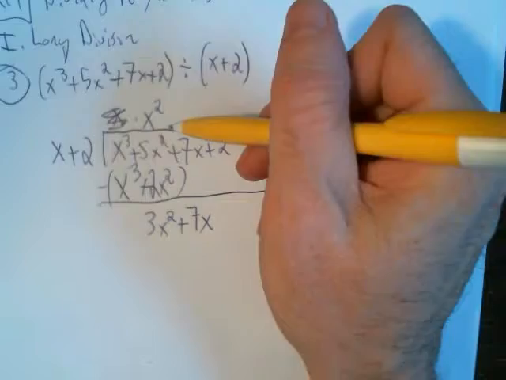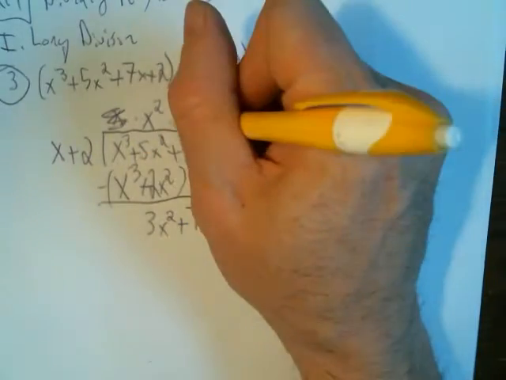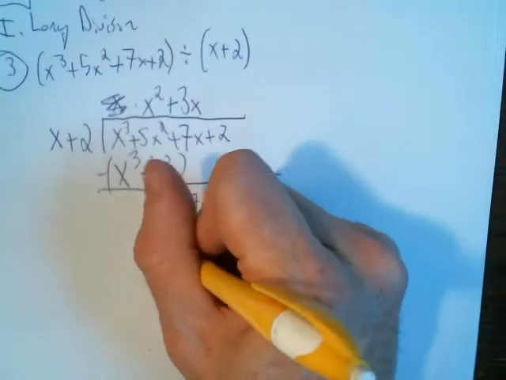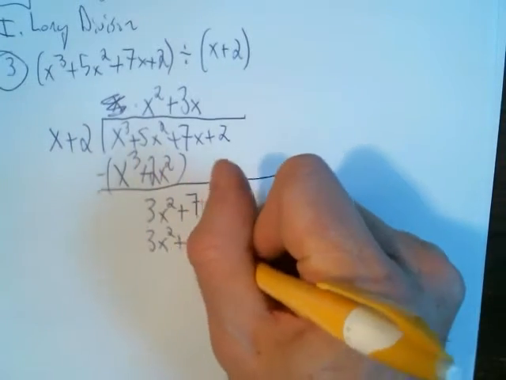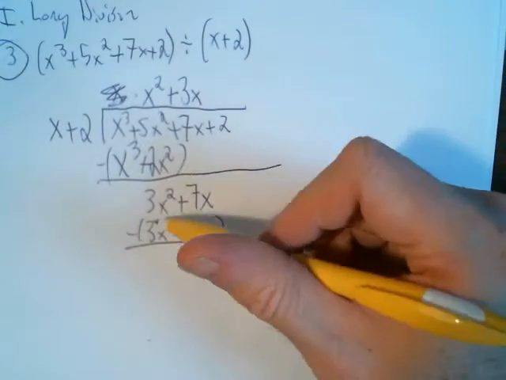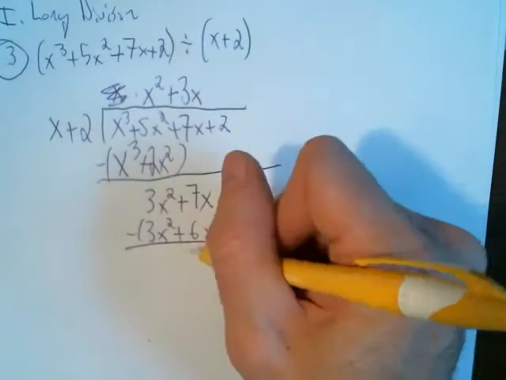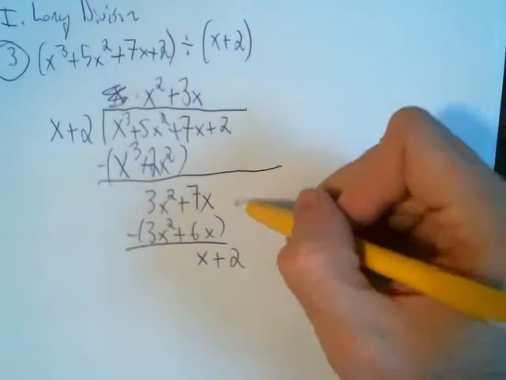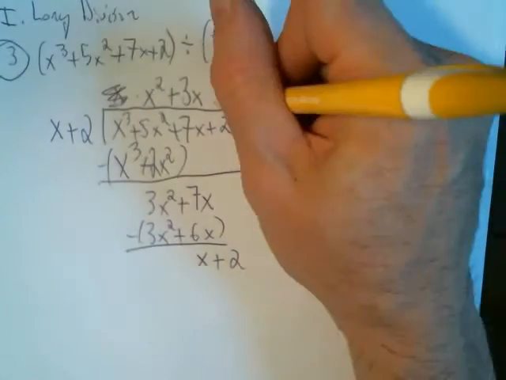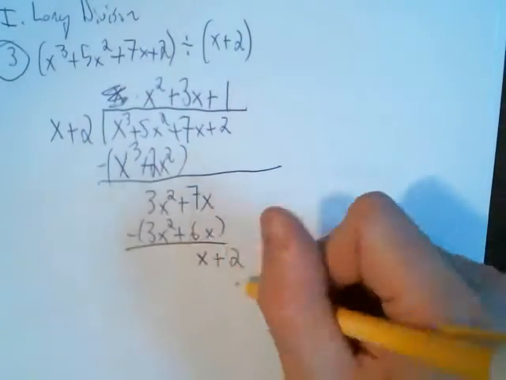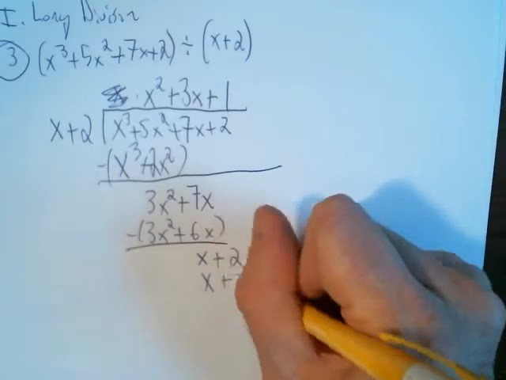And then it's the same game. What times x is 3x squared? So you say, okay, that's 3x. So you'll get 3x squared plus 6x, and then you subtract. The 3x squares cancel. 7x minus 6x is 1x, and then bring down the next 2. And then what times x equals x? Well, 1. Okay, so 1 times x is x. 1 times 2 is 2.